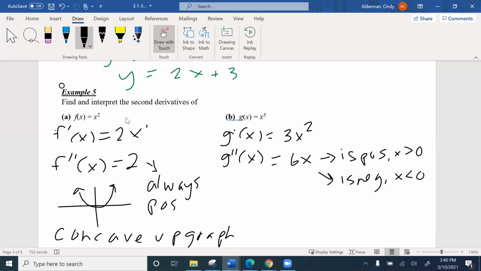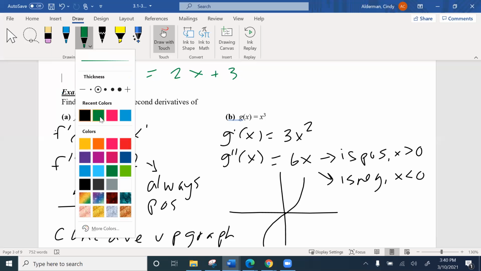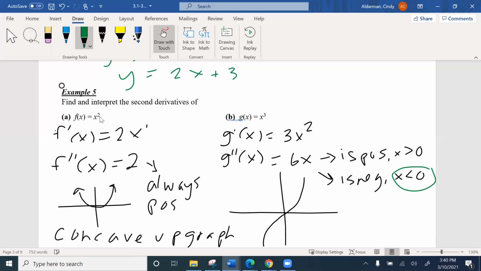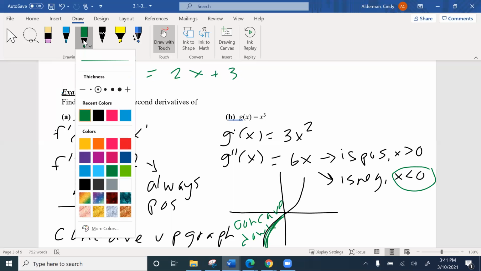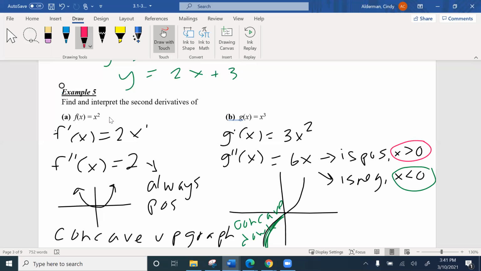Then if you remember back in Algebra 2, the cubic function looks something like that. And notice that it is concave down when x is less than 0. So let's do a little color coding here. When x is less than 0, that's this part, and it's concave down. And when x is greater than 0, it's concave up.